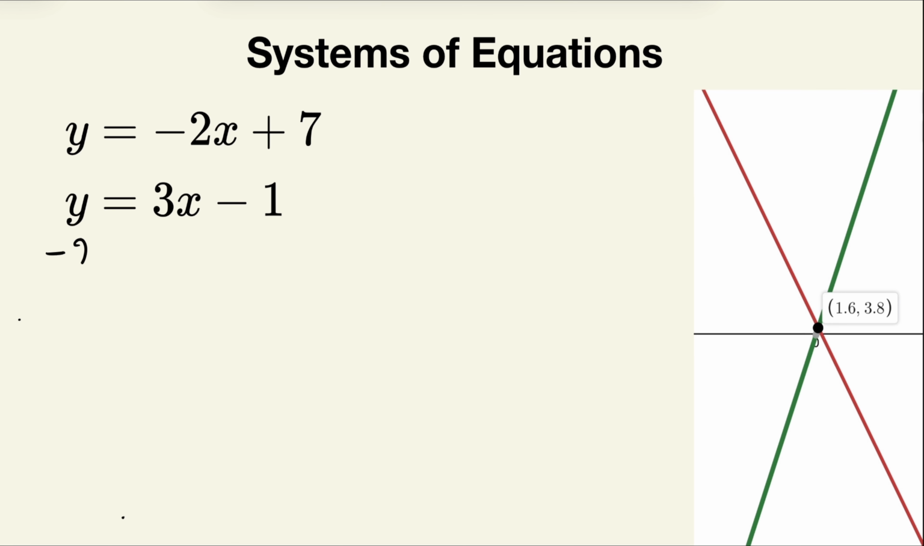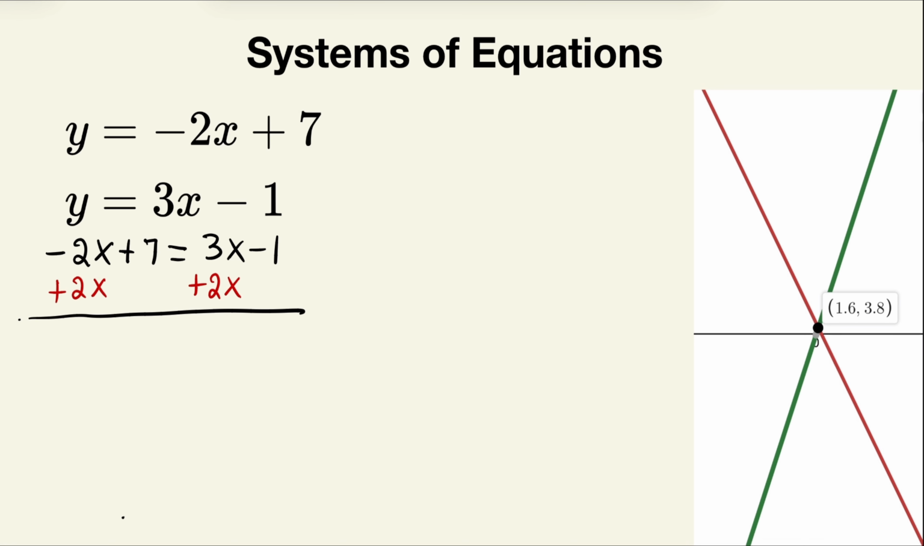We have -2x plus 7 set equal to 3x minus 1. So what we're going to do here is add 2x to both sides. So we'll add 2x to the left and to the right. When we do that, we notice that the negative 2x and positive 2x cancel out. We're left with 7 on the left equals 3x plus 2x is 5x. And bring down your minus 1.